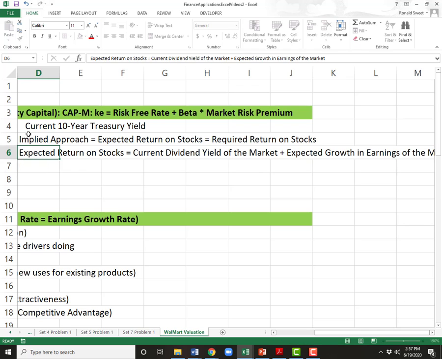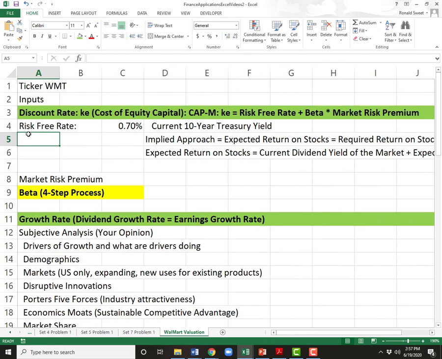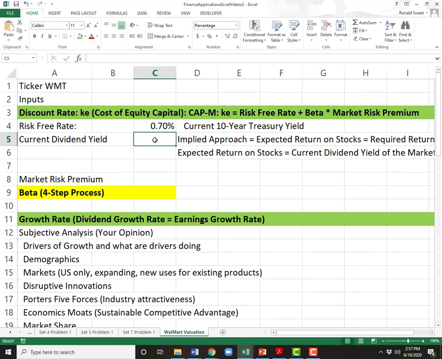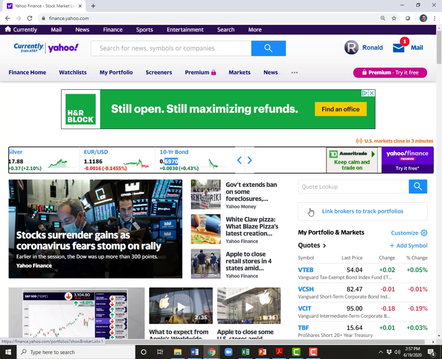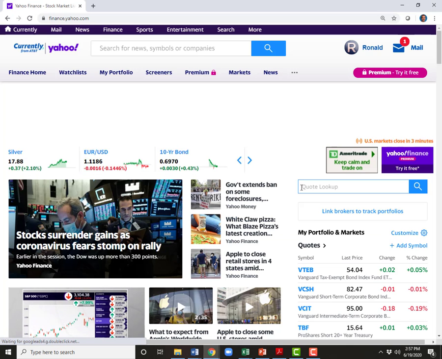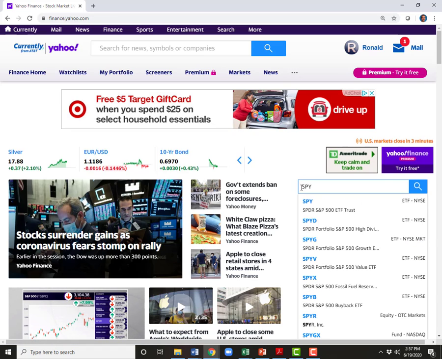So the current dividend yield, we can again get that from Yahoo Finance. Let me give myself a little bit more space here. So if you go to Yahoo Finance, what we're going to use for the market is the security called SPY.